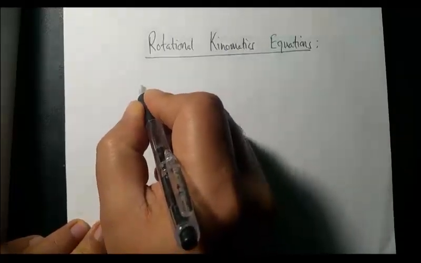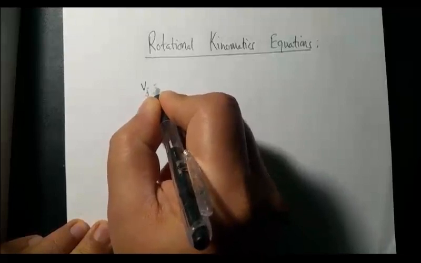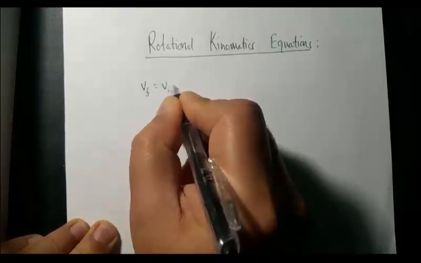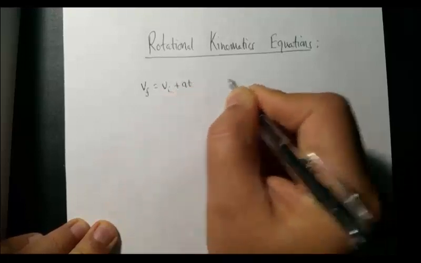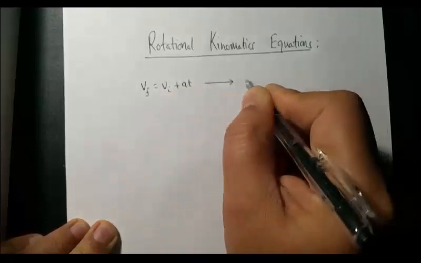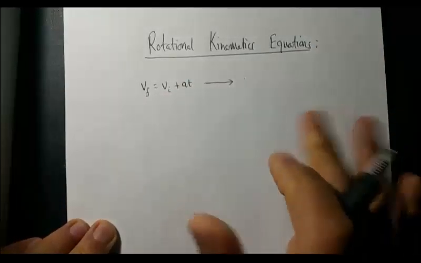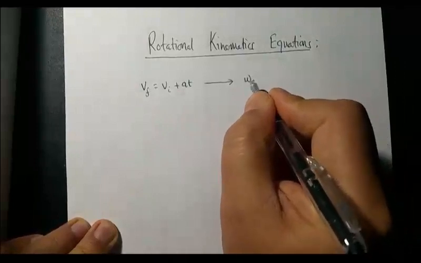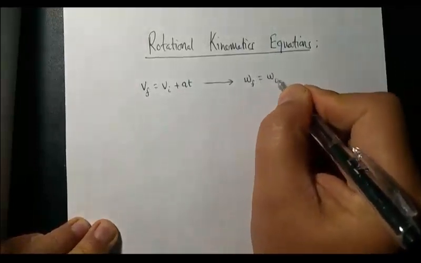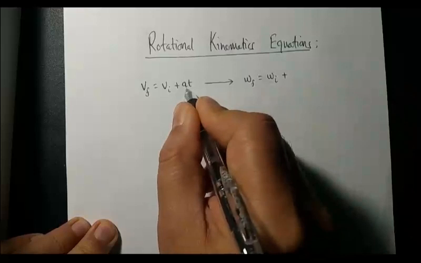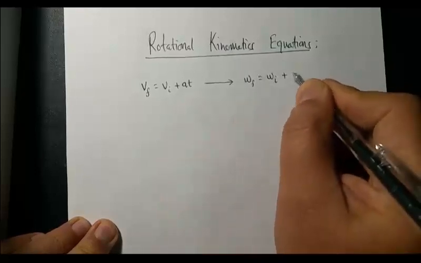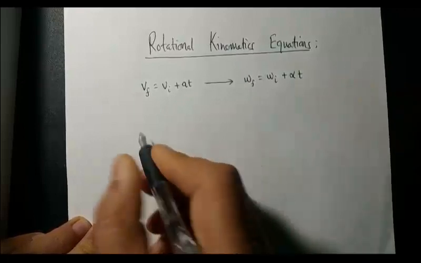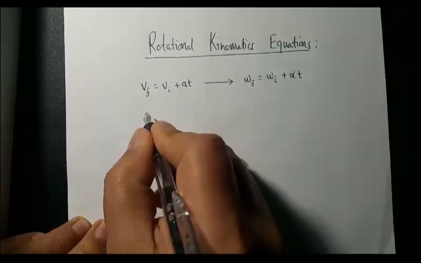So we had kinematic equations with constant acceleration: final velocity equals initial velocity plus at. This translates into rotational motion as final angular velocity equals initial angular velocity omega plus alpha t, where alpha is the angular acceleration, and time is the same.